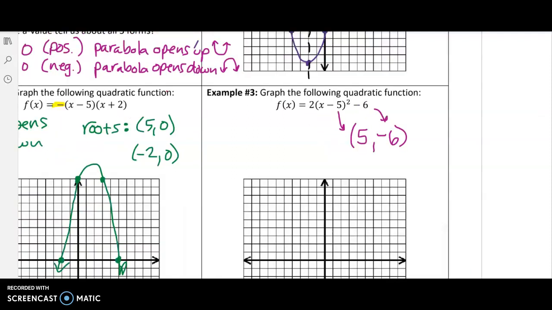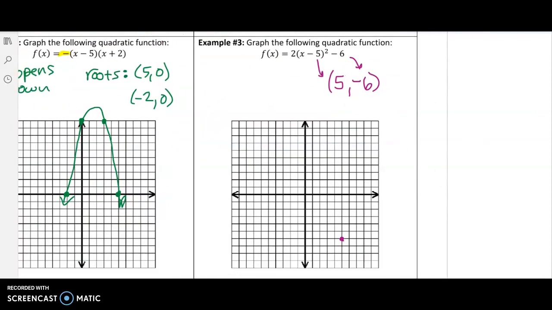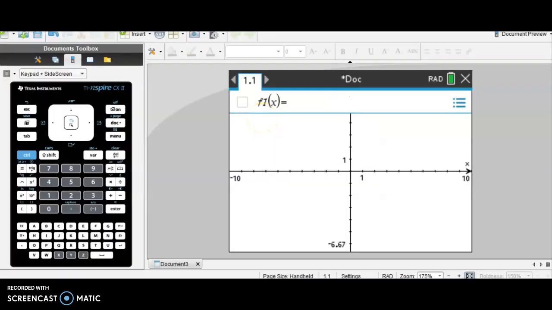Now to graph the rest of it, we are going to need to go to our calculator, and I'm going to do the same thing. I'm going to use one of our 2 calculators to get more points. I'm going to use the Inspire this time. So let's go ahead and type in our equation. And remember, it's very important where you put certain things.